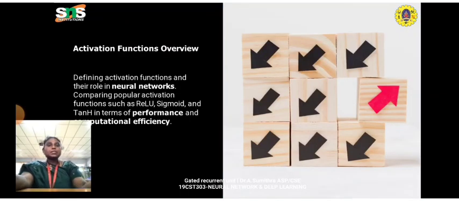The GRU was proposed as a solution to some of the shortcomings of the traditional RNN, aiming to capture long-term dependencies more effectively while remaining computationally efficient. The key innovation in GRUs involves the gating mechanism, which regulates the flow of information within the network.